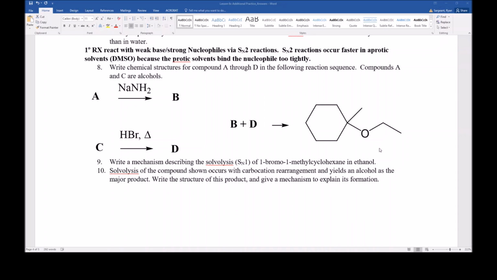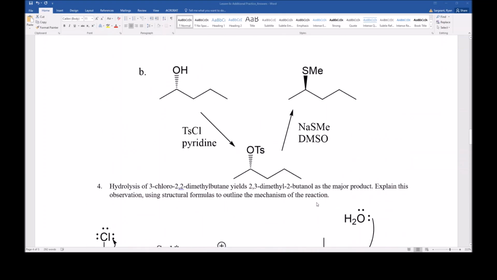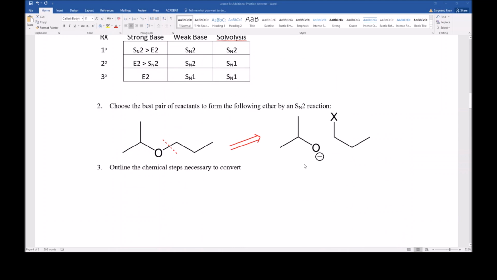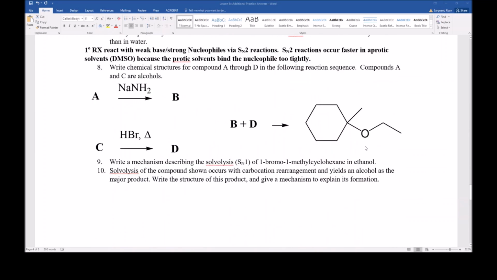So the first thing we want to think about is, how do you get an ether? The answer to that, so far in your world of chemistry, the only way that you really know how to make an ether is by combining an alkoxide together with an alkyl halide. So that should tell you that of compounds B and D, one is an alkoxide, and one is an alkyl halide. And I already circled it. B ends up being your alkoxide, and D ends up being your alkyl halide.